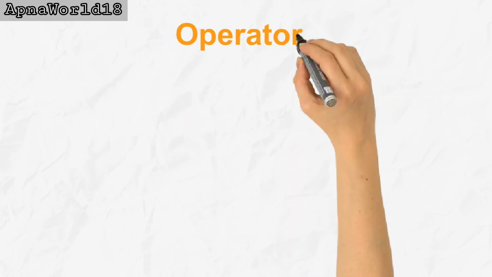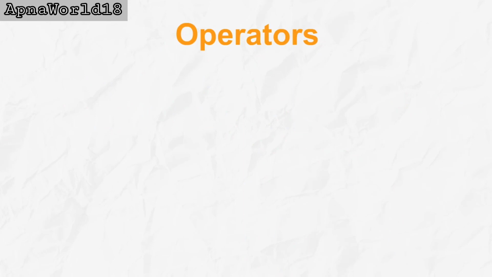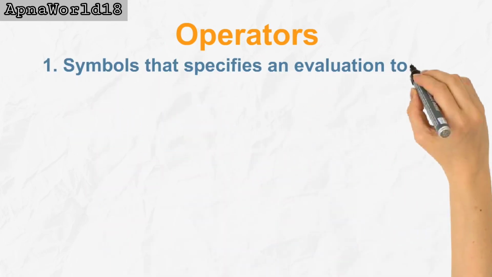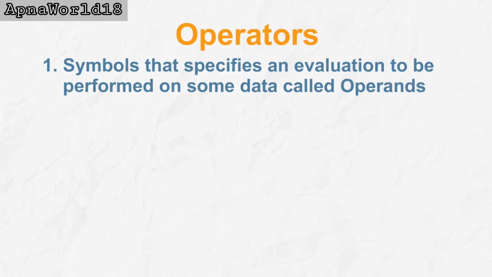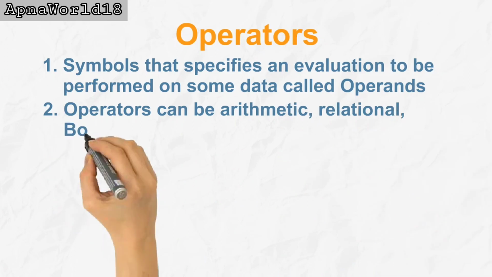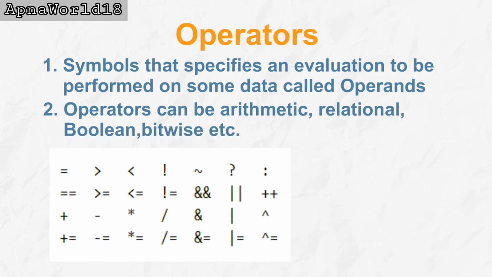Last of the tokens are operators. They are symbols that specify an evaluation to be performed on some data called operands. The operator can be arithmetic, relational, boolean, bitwise, etc. In our following video, we will learn more about operators in detail.